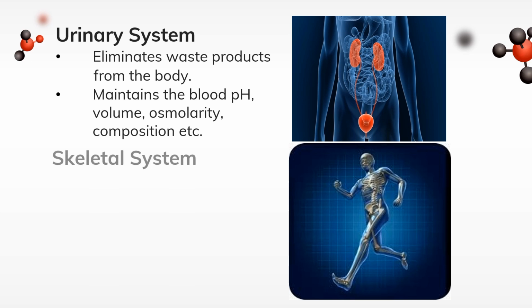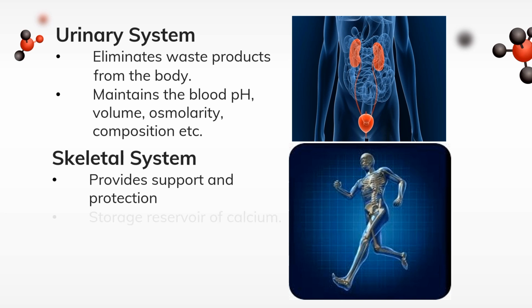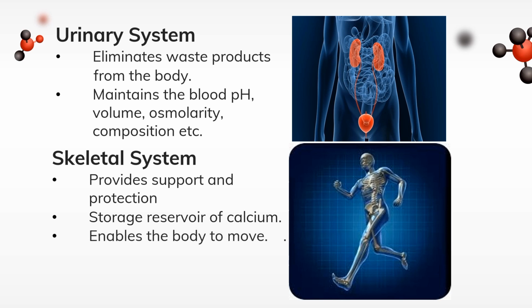Next, there is skeletal system. It contains bones and joints. This system provides support and protection for the soft tissues and organs. It also serves as a storage reservoir for calcium, which is an electrolyte whose plasma concentration must be maintained within narrow limits. Together with the muscular system, the skeletal system enables the body and its parts to move.